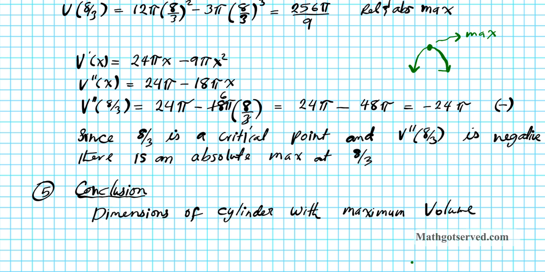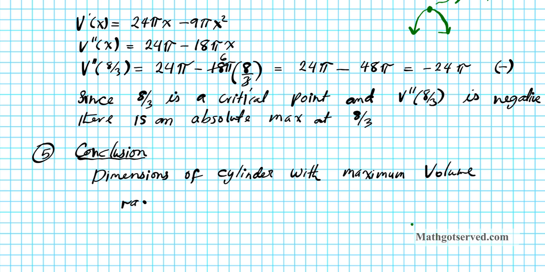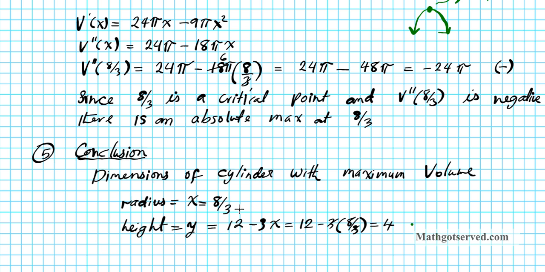The radius is x, right? So the radius is x, and x is 8 over 3. And then the height, remember what we said the height was earlier? The height is y, and that's given by 12 minus 3x. And then we know x is 8 over 3, so it's 12 minus 3 times 8 over 3. 3 goes here 1, 3 goes here 1, 12 minus 8 is 4. So the height is 4, the radius is 8 over 3.